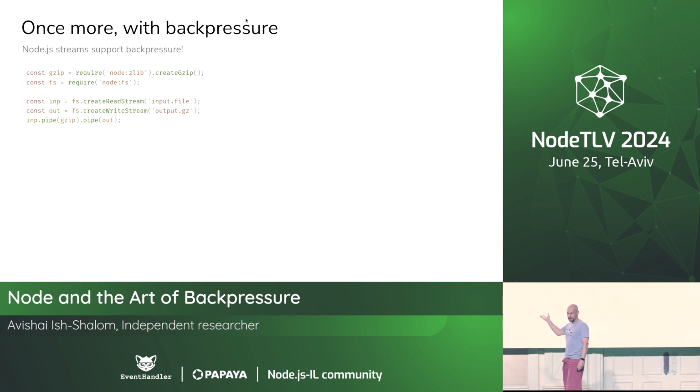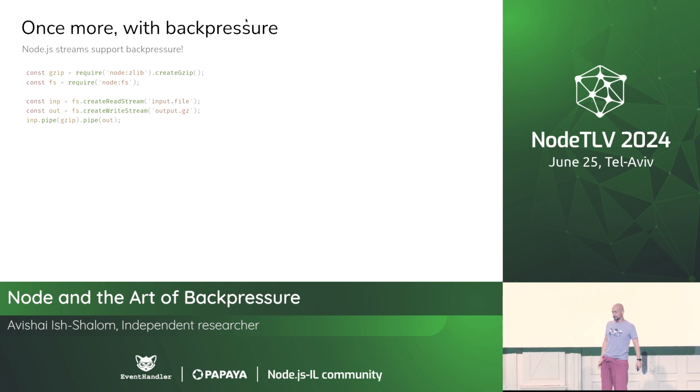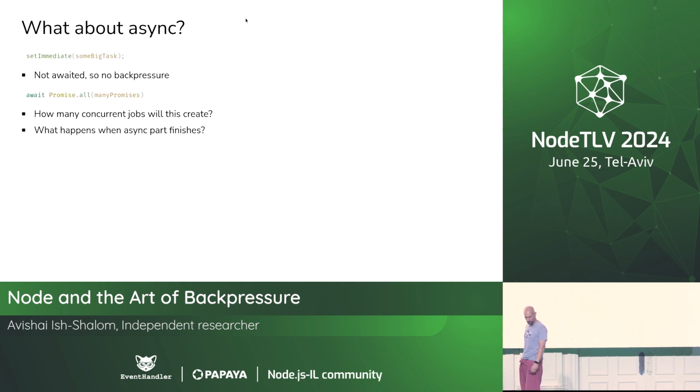Now, this is nice if we are writing and reading from files. What do we do in the general case where we have our own implementation of some processing that is not written as a Node.js stream? So let's say we have some callback, setImmediate or await or something like that. We are basically forking some background task, and we can fork as many as we want.